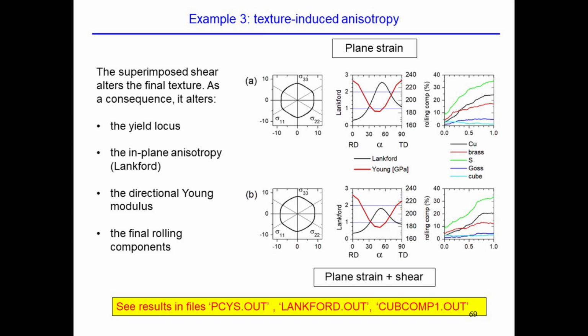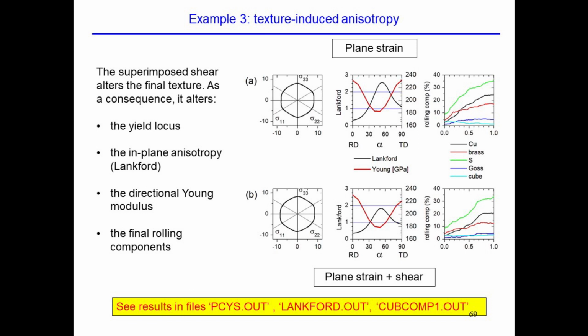And in some processes they use shear on purpose. Asymmetric rolling, for example, is a technique that they use to try to homogenize the texture, so the two rolls don't move at the same speed, and they induce a shear on the material that is being rolled. If you want to plot these results, those are in the files polycrystal surface out, Lankford.out, and cubecom.out. All these results.